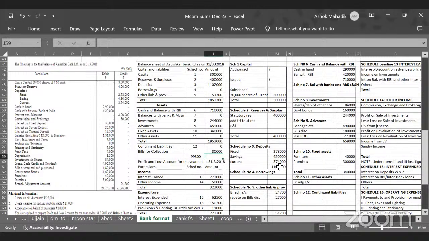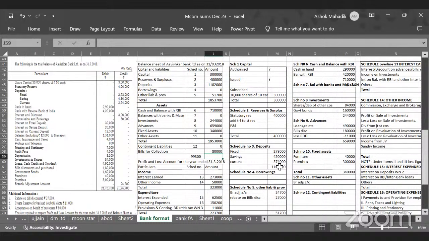I'll just repeat once again. The adjustments, rebate on bill discounting. This will be a common adjustment. Two effects are fixed. One effect, less from schedule number 13, that is from interest income, and it's like income received in advance, so it will be shown under schedule 5.